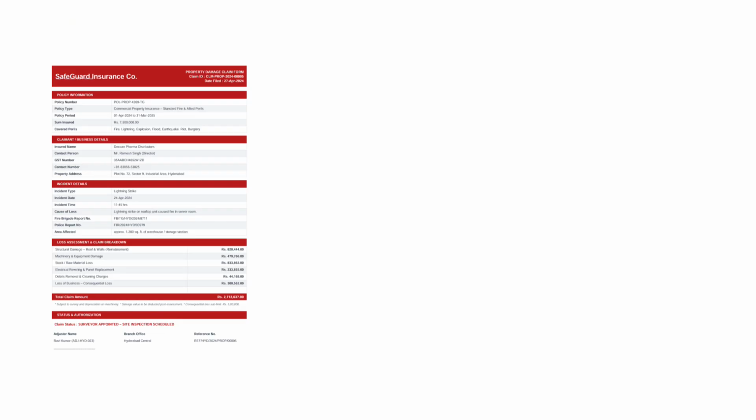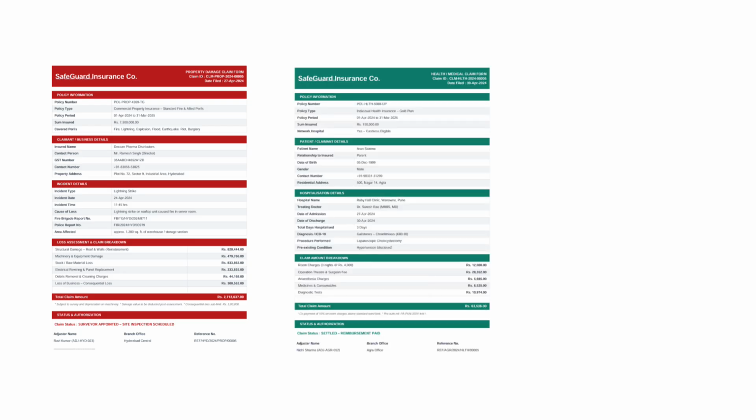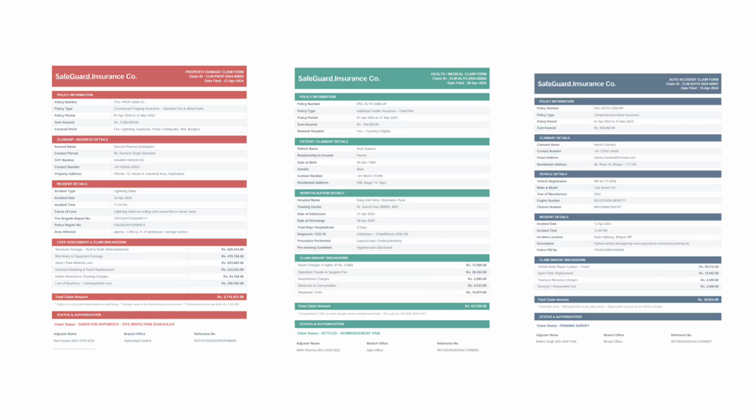So let's begin. Now, imagine this, you are working for an insurance company. Let's call it Safeguard Insurance. And on a daily basis, you receive around hundreds of different types of claim documents. It could be property damage claims, health or medical insurance claims, and automobile claims.